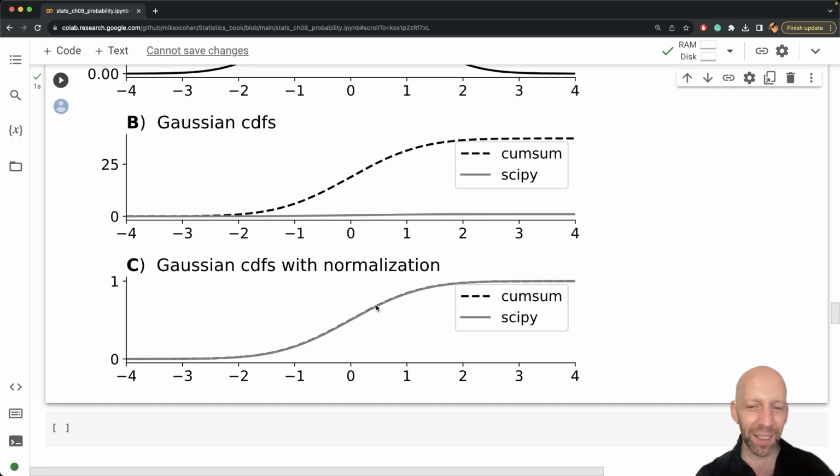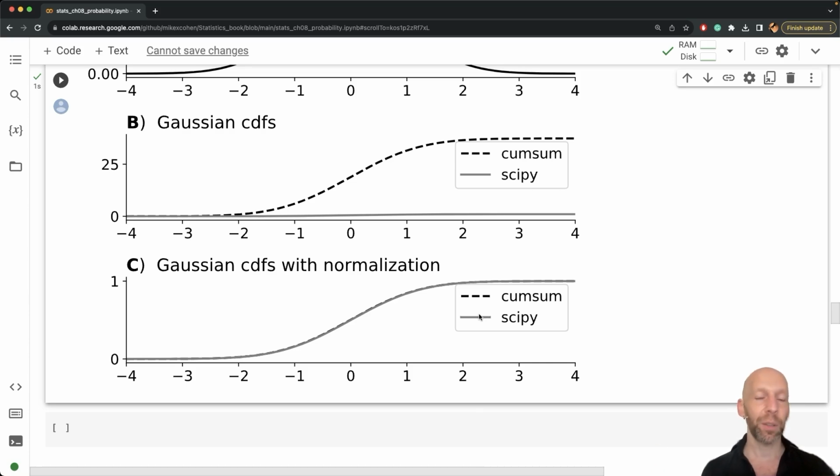But yeah, it kind of looks like the empirical CDF, so the cumulative sum over the PDF, even with the normalized PDF, is a little bit larger. It looks like the values are a little bit higher compared to the output of SciPy's CDF function. Now, that is not just a weird thing with plotting. It actually is the case that these two functions are close, but they are not identical.